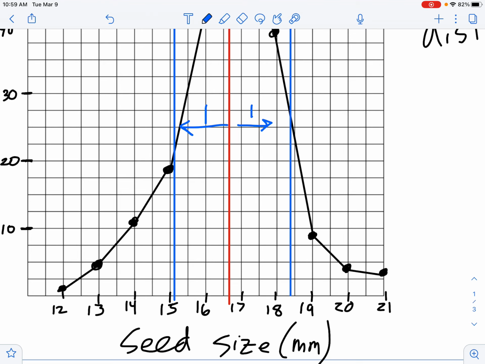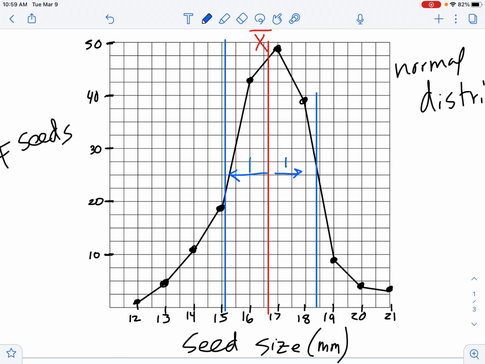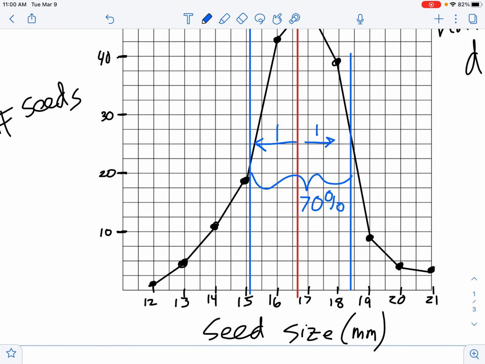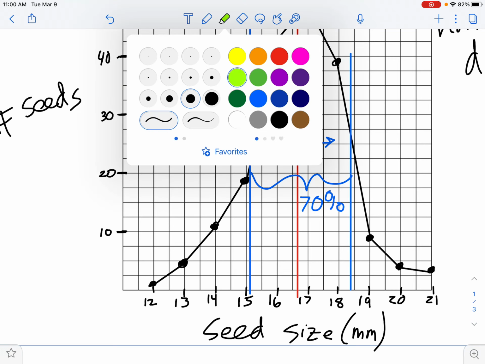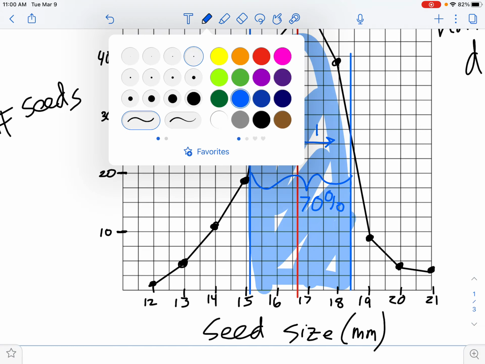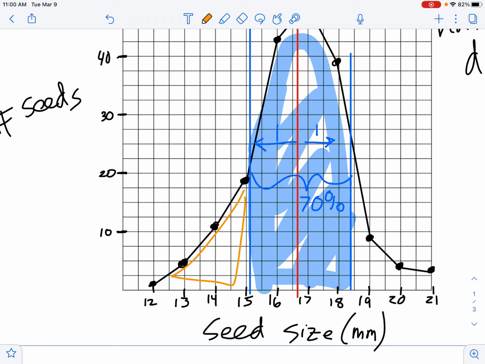We have another standard deviation. Okay, so what that represents is, between those two blue lines lies 70% of the data. Plus or minus 1 standard deviation is roughly 70% of the data points would fall in this shaded part of the graph, and then the shaded parts on the other sides would be the remaining 30%.